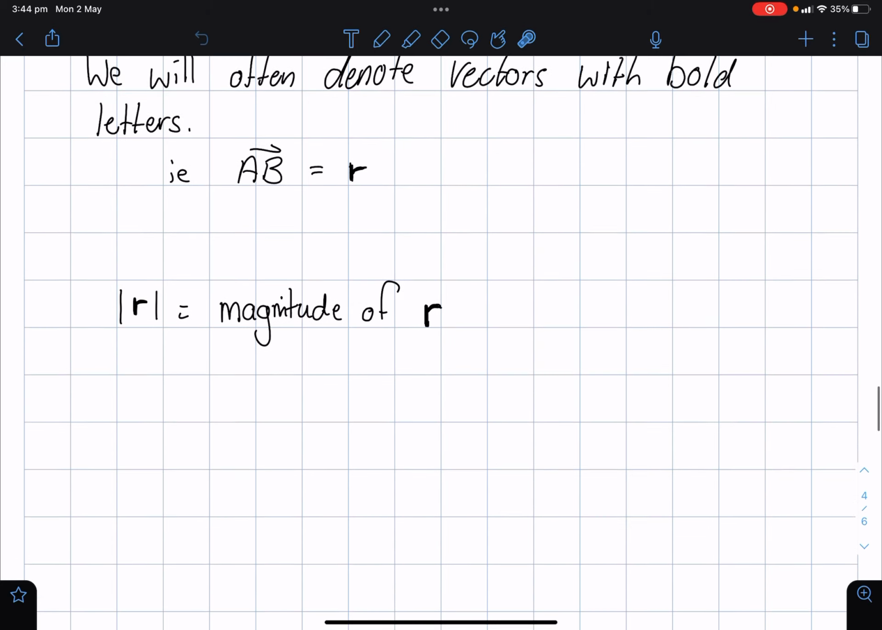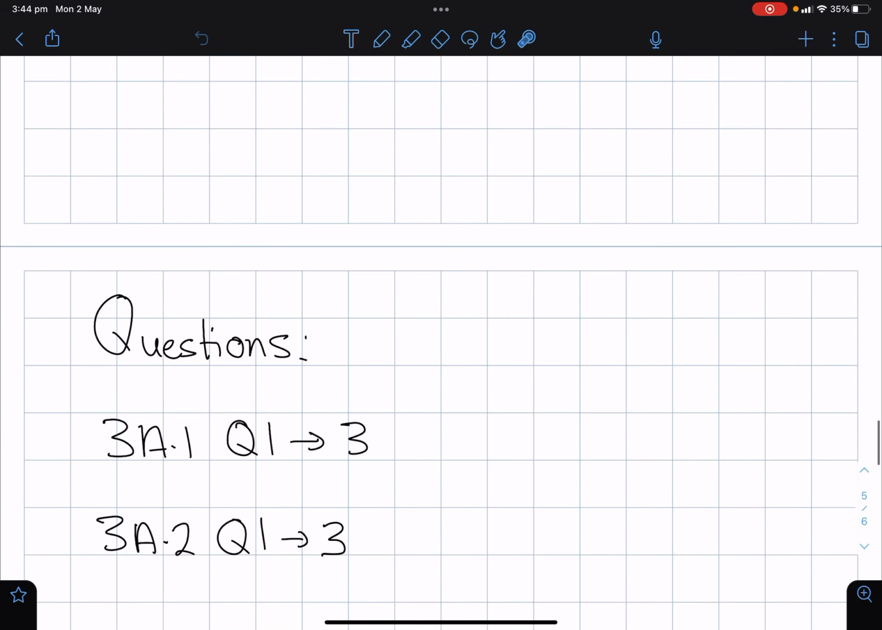If you are playing along with the Haese textbook, have a crack through questions 3A.1, 1 to 3, and 3A.2, 1 to 3 as well.